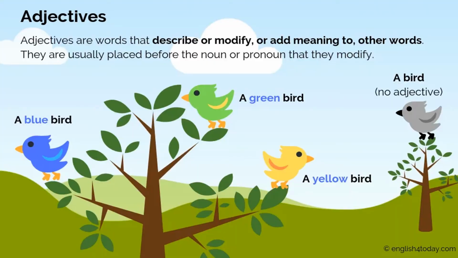Next topic, adjectives. Adjectives are words that describe or modify or add meaning to other words. They are usually placed before the noun or pronoun that they modify. Let's look into the example given here. A blue bird, a green bird, a yellow bird, a bird. A bird is the basic, but when they add or describe it more, it becomes an adjective.